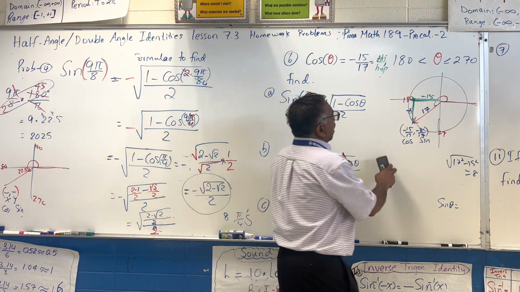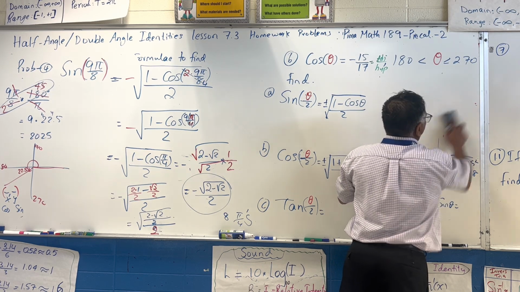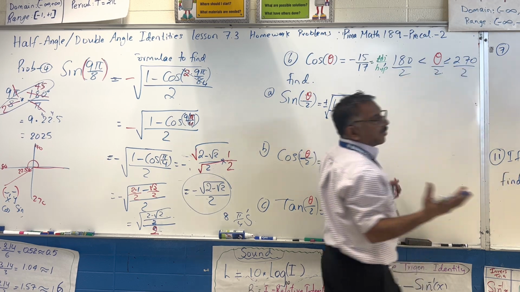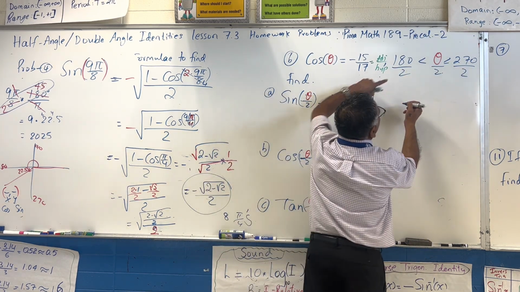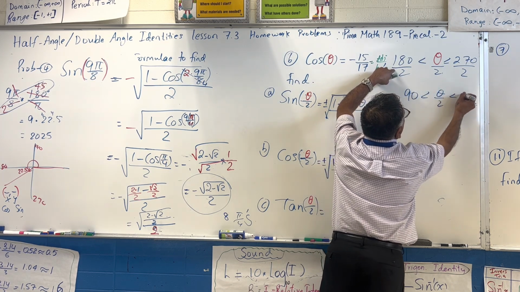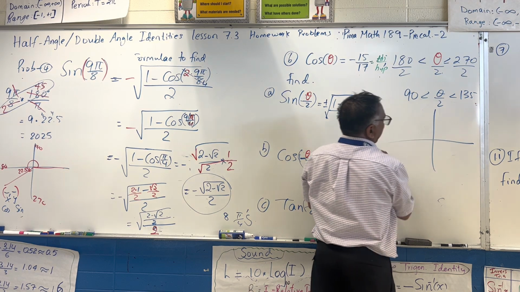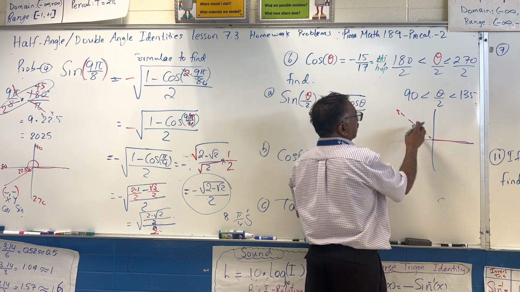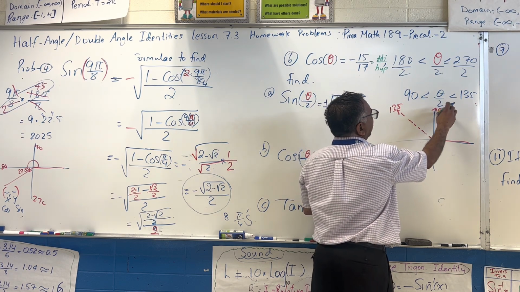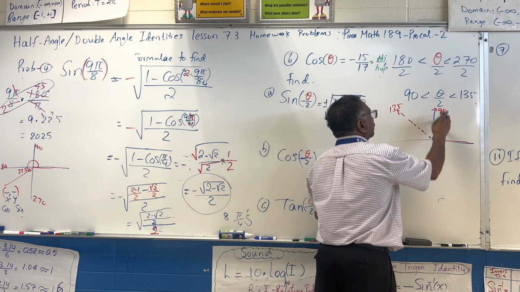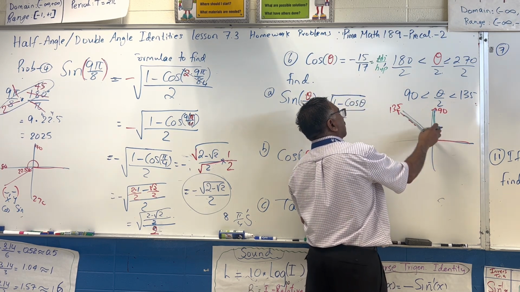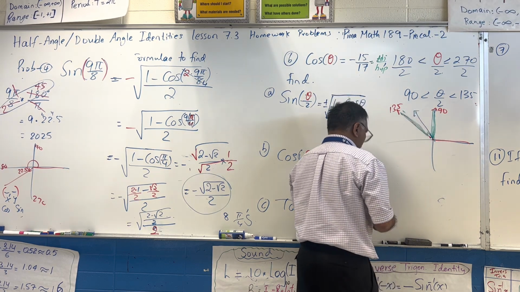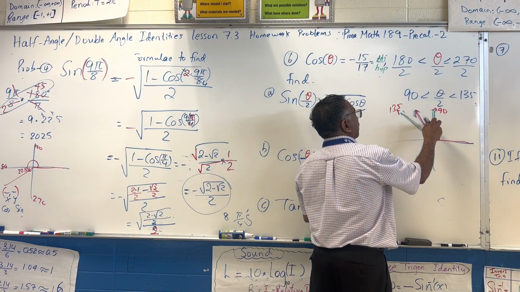Now I don't need this, I'll take this off, because we need to know this 180 is this one, and divide by 2 because we have to check where the half angle is. So this is 90, less than theta over 2, and this is 135. See, this is 135, that's 90. So the terminal side has to be between these radii. So this is theta over 2.